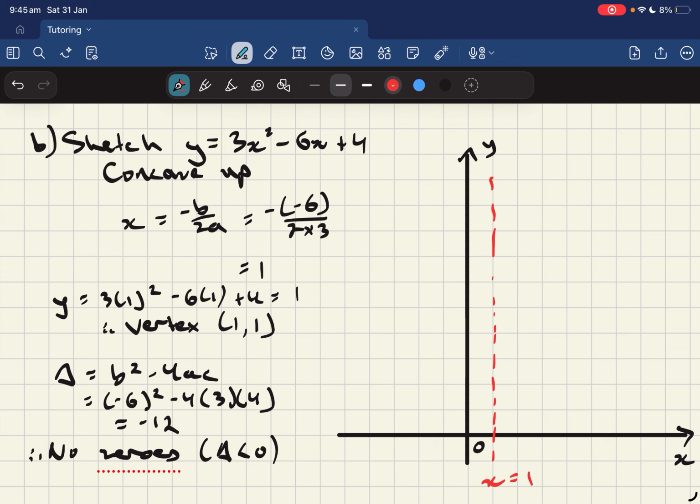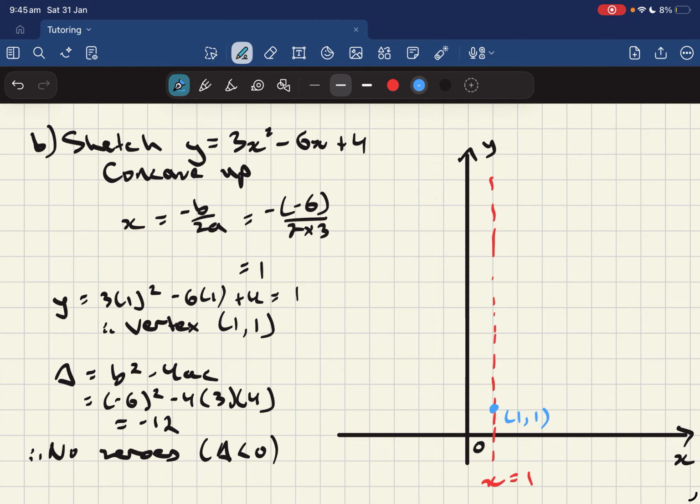Now, I want to find the vertex, so I substitute in this x value back into my rule to find the y coordinate. So this gives me 3 times 1 squared minus 6 times 1 plus 4. I get 1 out, and I get my vertex being this coordinate of 1, 1. So I'm going to draw that in here, and I'm going to label it. And remember, the graph's concave up, so this is going to be a minimum turning point. Now, just by looking at it, I can see my minimum turning point here.